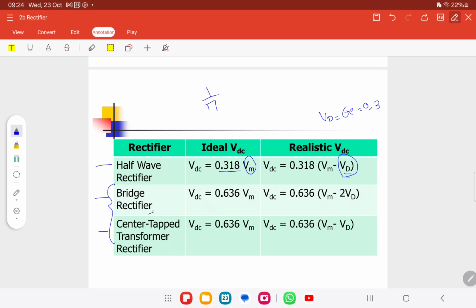Okay. For bridge rectifier, it use 2 diodes. Okay, for full wave. So kalau full wave, kita ambil double from the half wave. Okay, same goes for this one, center tap transformer, double from the half wave juga. Okay, and for here, why minus 2 VD untuk bridge? Because 2 diodes in one circuit, satu pass dia. Okay, for transformer, hanya ada 1 diode je in the circuit. Okay, itu beza dia.